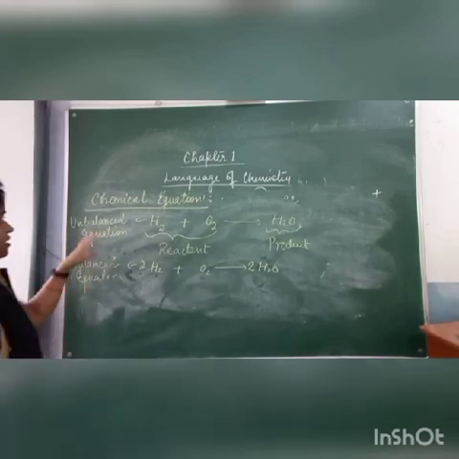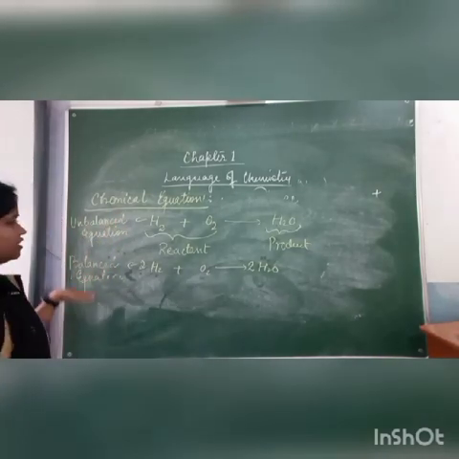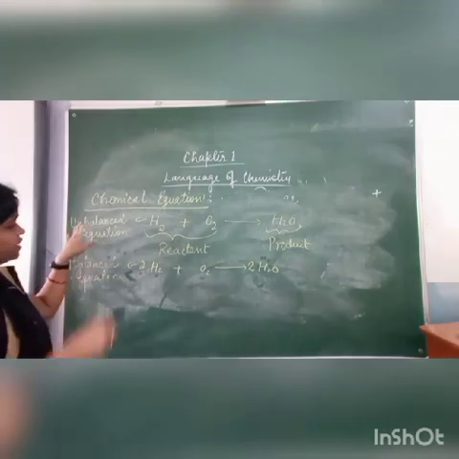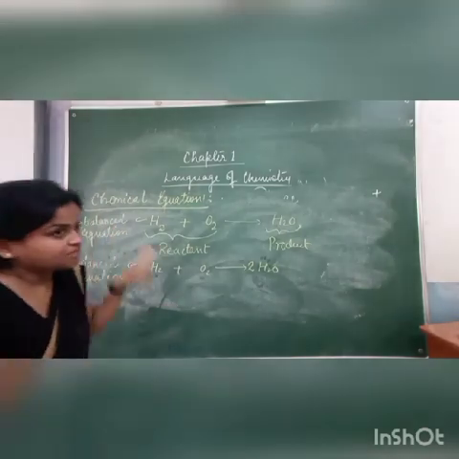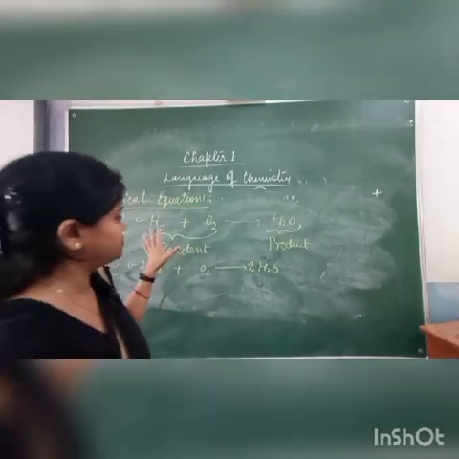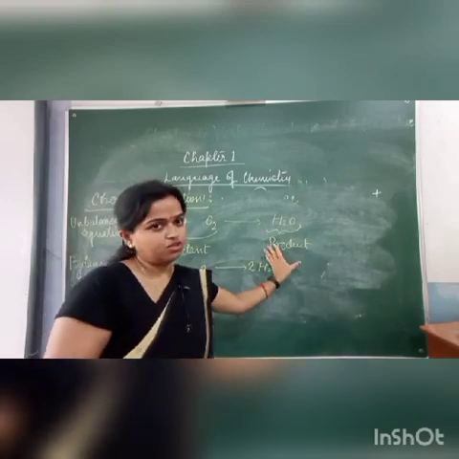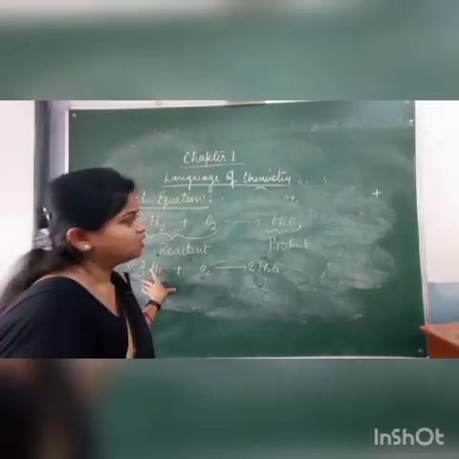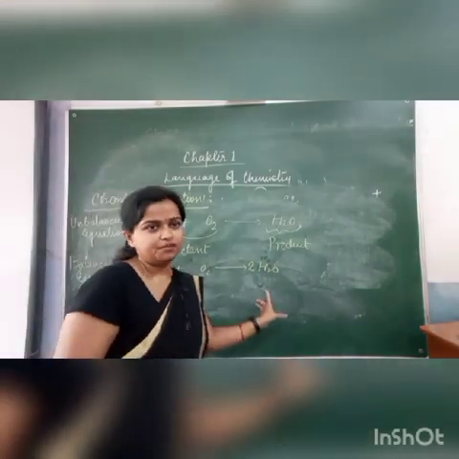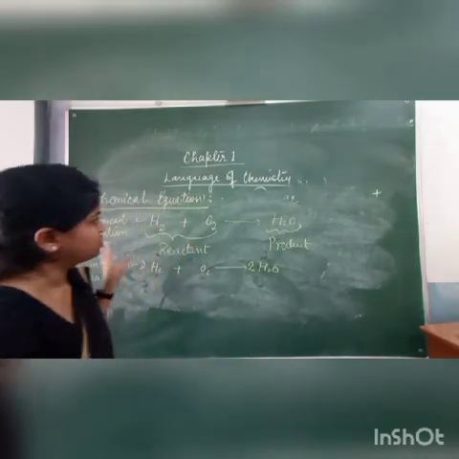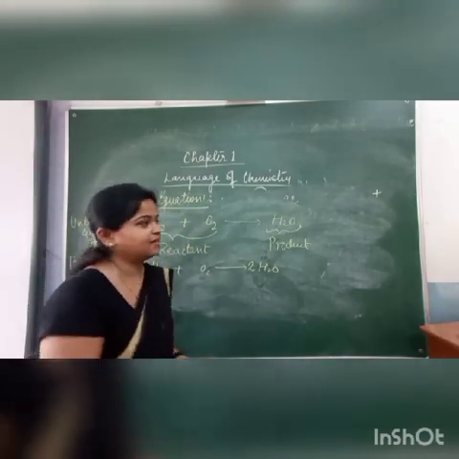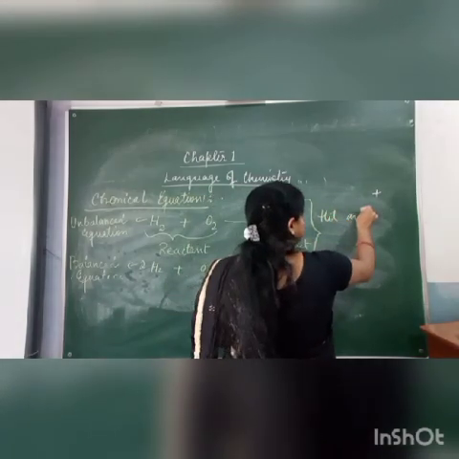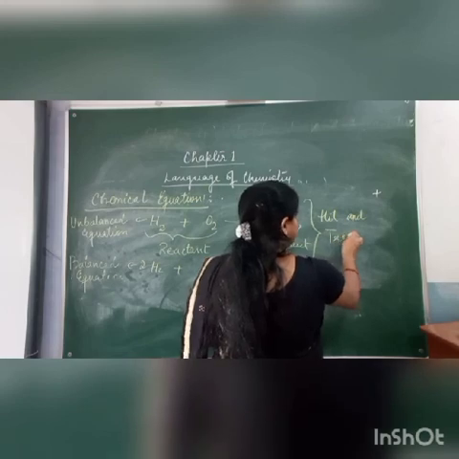Okay. So we can say there are 2 types of chemical equation: balanced chemical equation as well as unbalanced chemical equation. In case of unbalanced chemical equation, the number of atoms of an element on the reactant side is not equal to the product side, and in a balanced equation the number of atoms of an element on the reactant side is equal to the product side. Okay, so this is about balancing the chemical equation by hit and trial method. This method is called the hit and trial method.